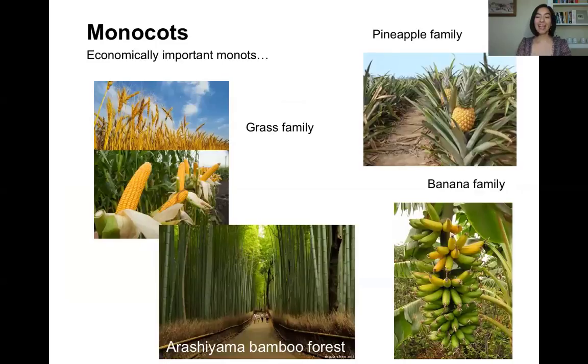Some of the members of monocots that are economically important are in the grass family. So now think about what you eat today. You probably had bread, or if not cereal, made with corn. But most of the bread that we eat has wheat, right? So the grass family is very, very important. We eat it a lot. The pineapple family and banana family are also edible. And right now there is a boom in the bamboo. So this is also part of the grass family, the bamboo.